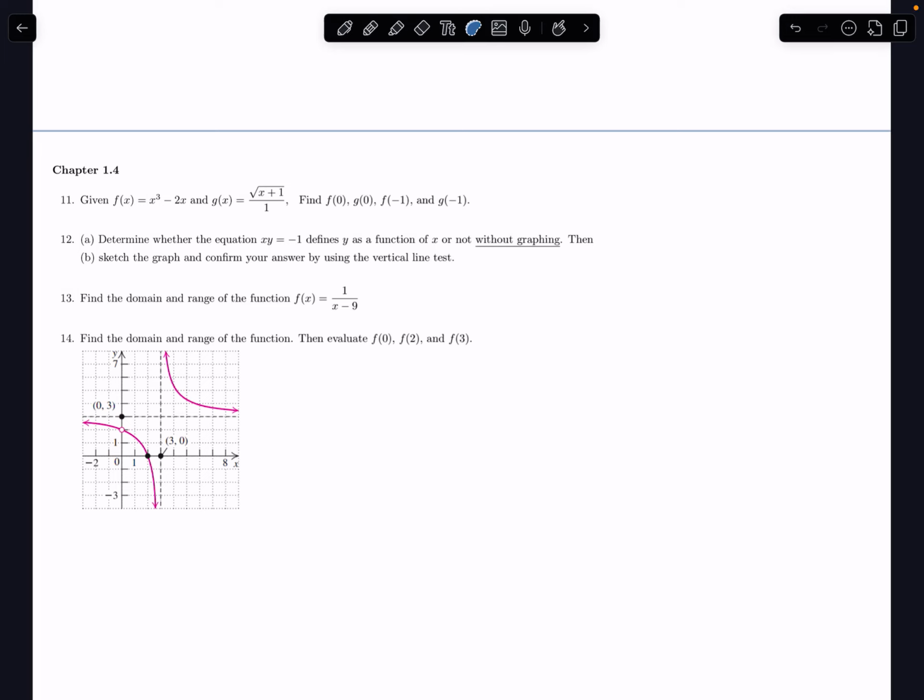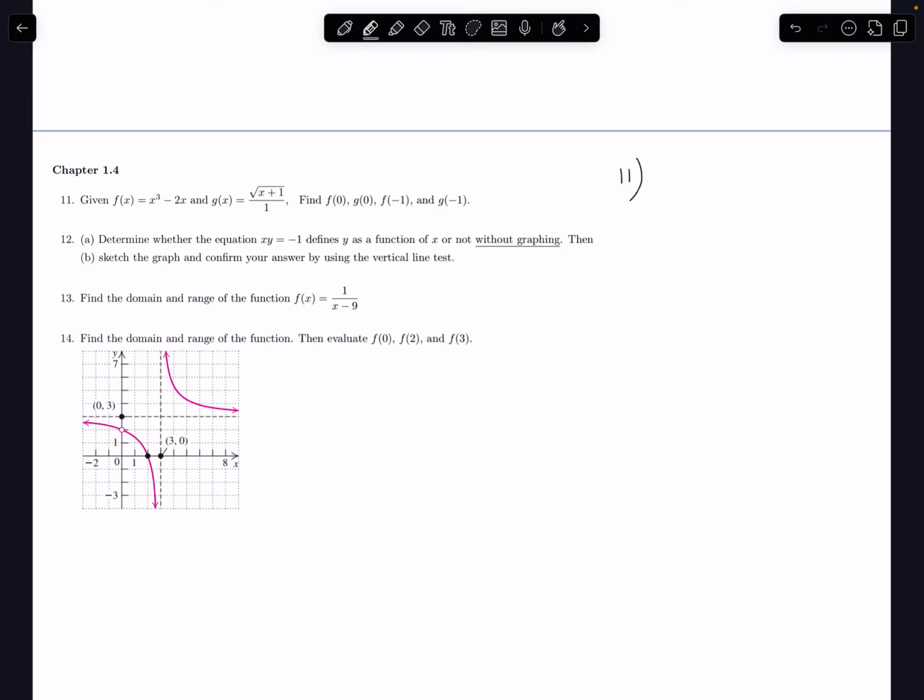All right, moving right along. Here we are, 1.4. Let's start with number 11. It says given f of x is x cubed minus 2x and g of x is square root of x plus 1 over 1. Find f of 0, g of 0, f of negative 1, g of negative 1. Those are pretty easy.